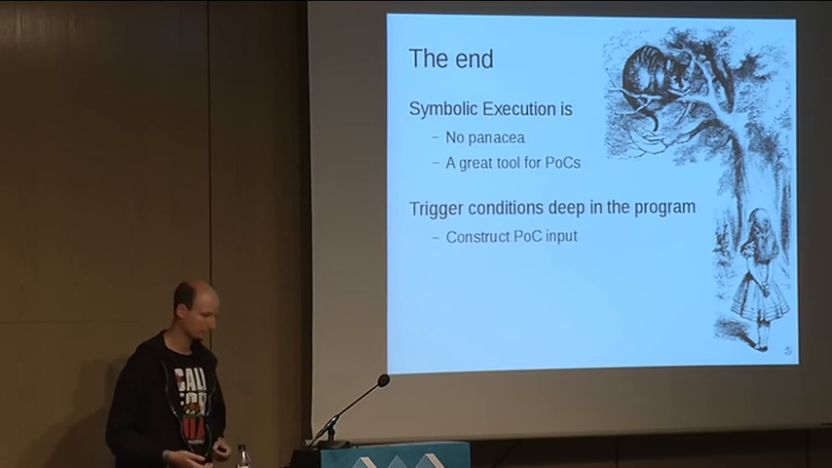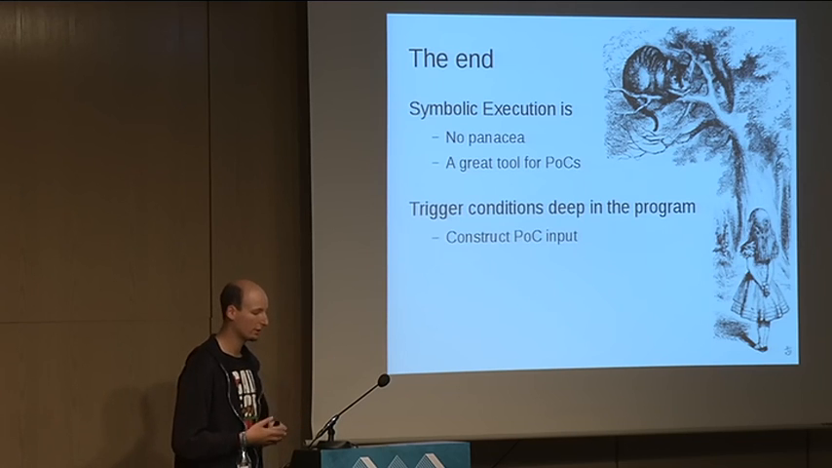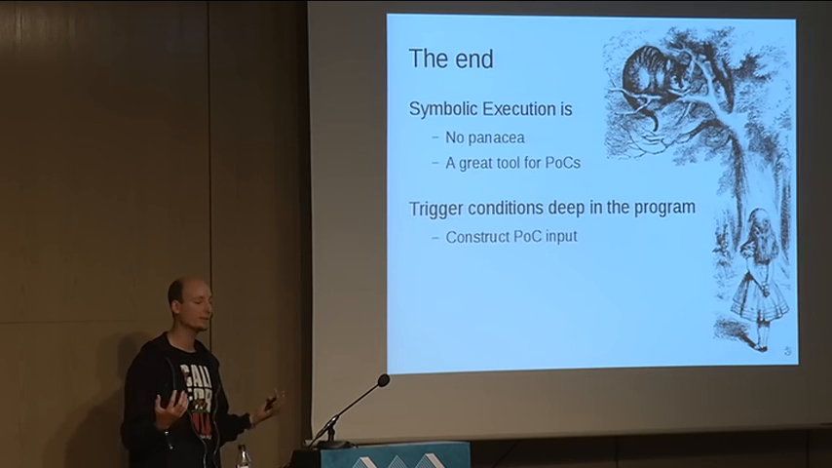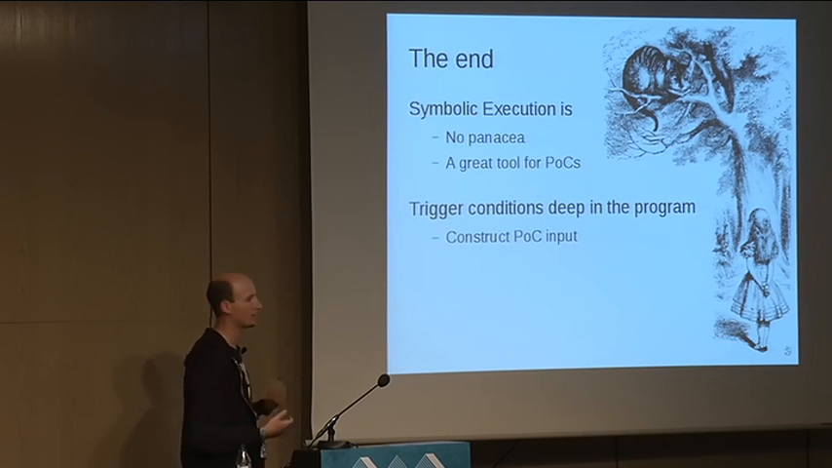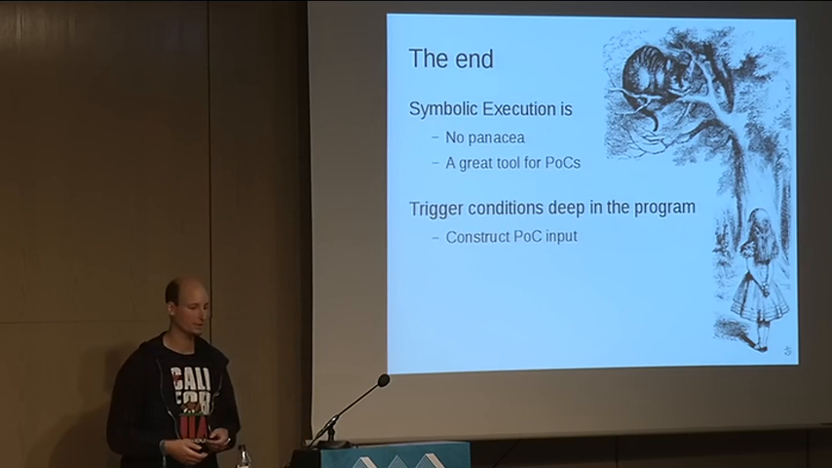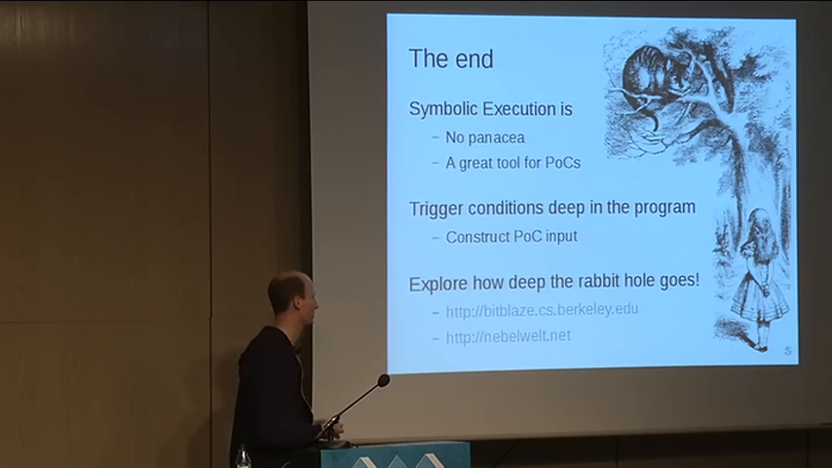and do real things. You can trigger, as shown in this example, vulnerability conditions that you define that are deep inside the program and hidden. And you can actually construct some proof of concept input that will trigger this vulnerability in the end. And you can explore how deep the rabbit hole goes for yourself.